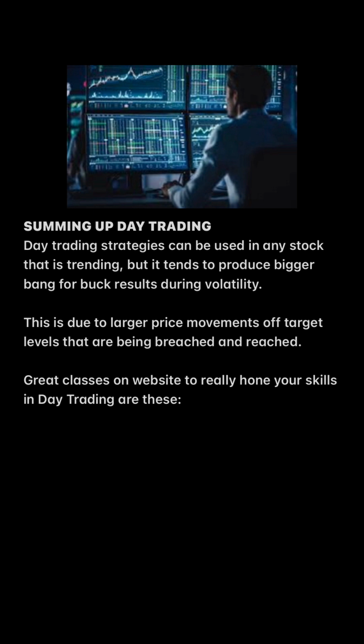Now, summing up day trading so we can move on to swing trading. Day trading strategies can be used in any stock that is trending, okay? But it tends to produce bigger bang for your buck results during volatility. And this is due to the large price movements of target levels that are being breached and reached.